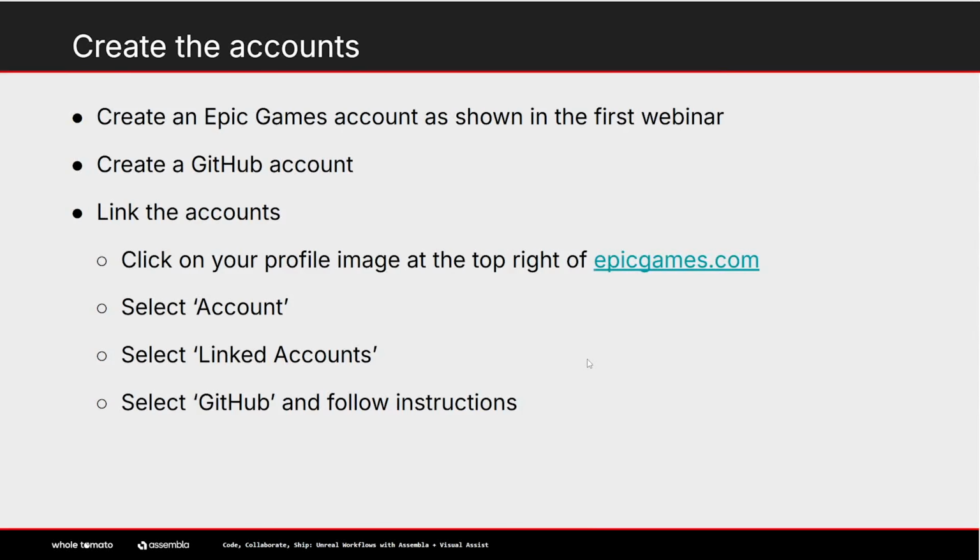First step is to create an Epic Games account, as shown in the first webinar. Create a GitHub account, and then link the accounts. You go to epicgames.com, click on your profile, click Account, click Linked Accounts, select GitHub, and follow instructions. You will then get an email welcoming you to the Epic Games GitHub repository. That's where we'll continue from.